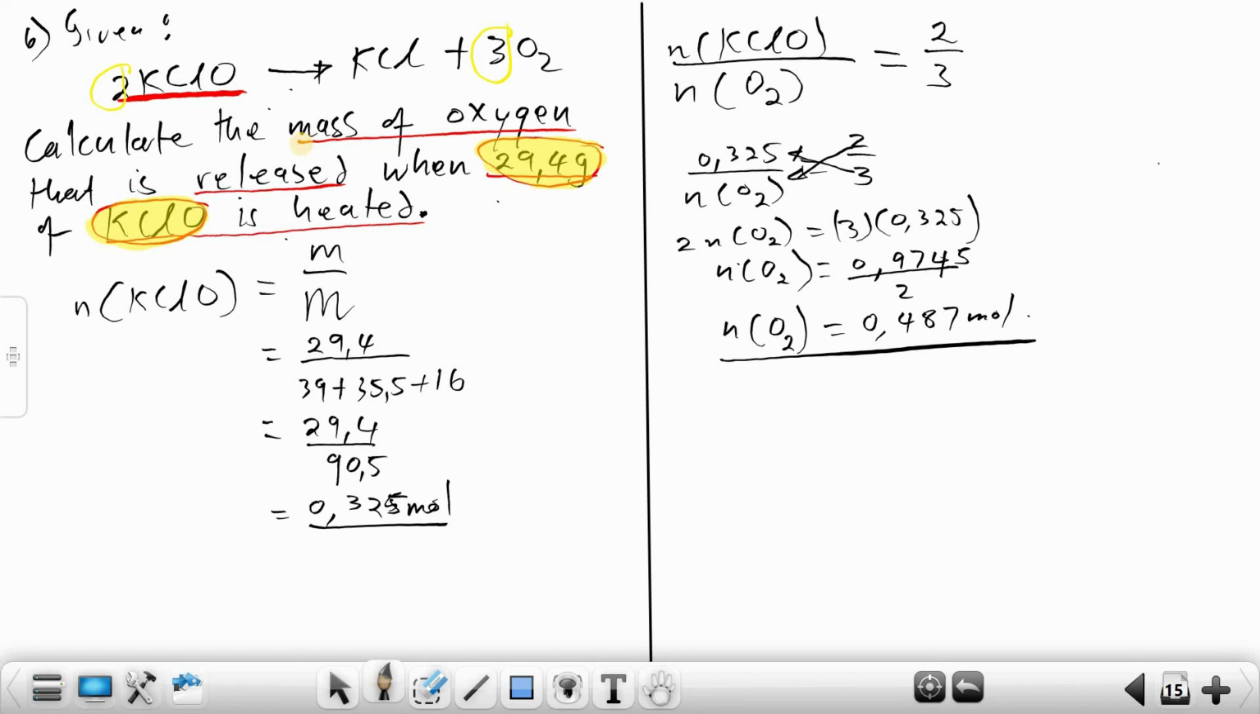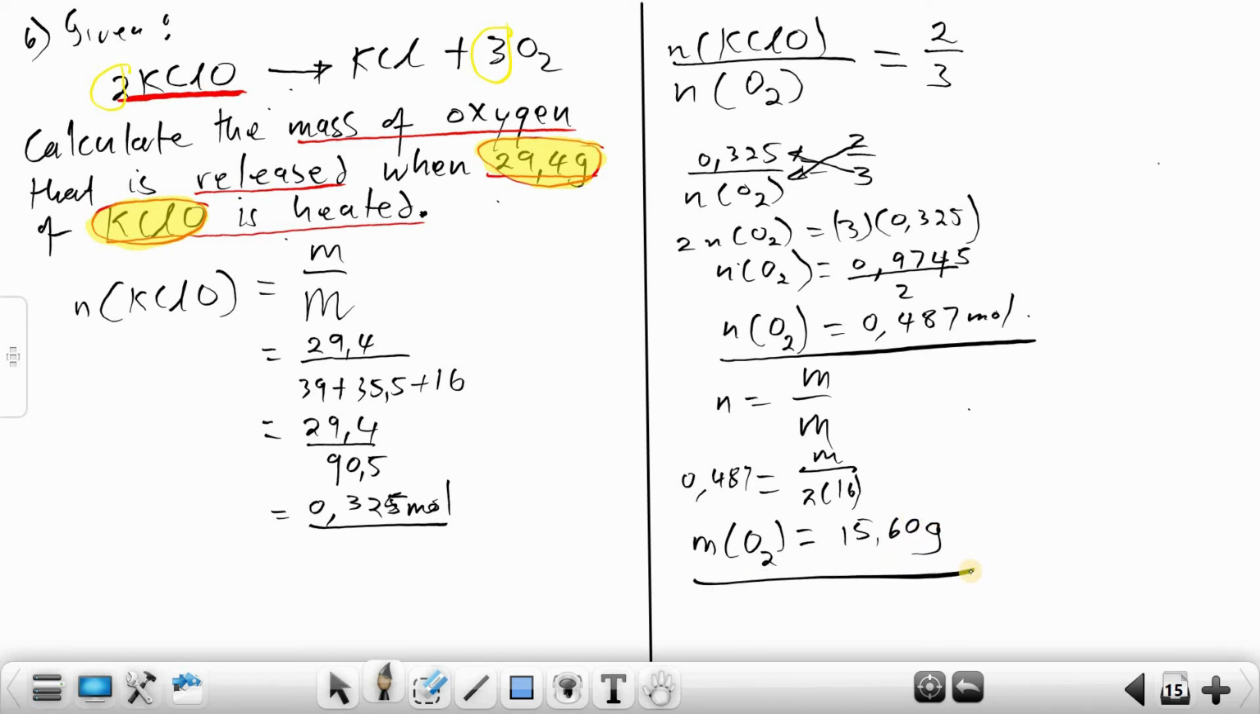The mass. But I know that n is equal to m over M, which is 0.487. What is the mass is what I am looking for. What is the molar mass? It is 2 multiplied by 16. So it's basically this multiplied by 32. Then I get my mass of oxygen to be equal to 15.60 grams of oxygen that is needed.